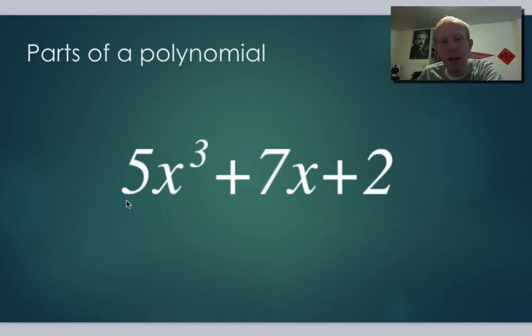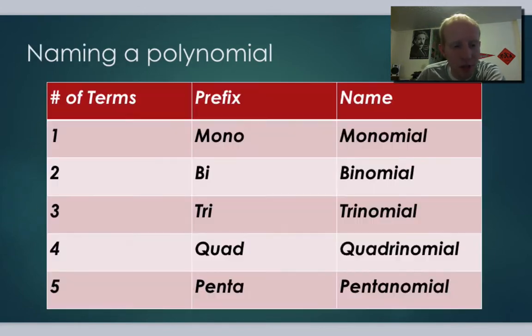Next, we want to talk about how we actually name polynomials. We give names to polynomials to help us distinguish between certain types, and it's really simple. If you want to name the polynomial, you just have to count the number of terms. In this case we had 3 terms, so this would be a trinomial. There's this table, or idea, of giving a prefix based on the number of terms.